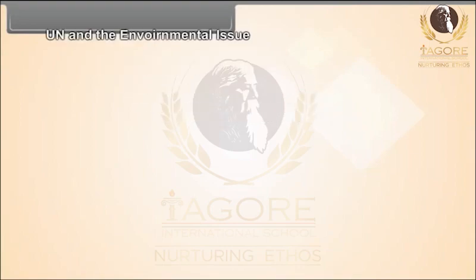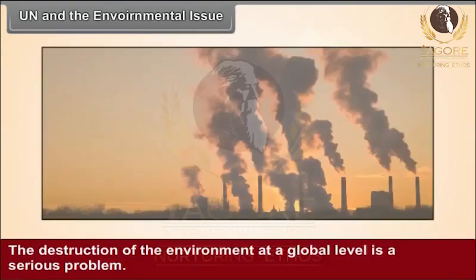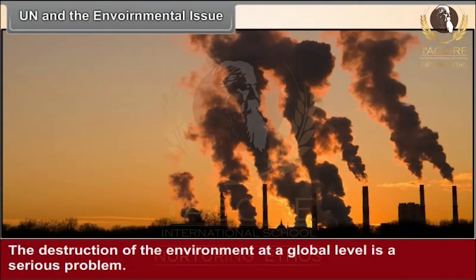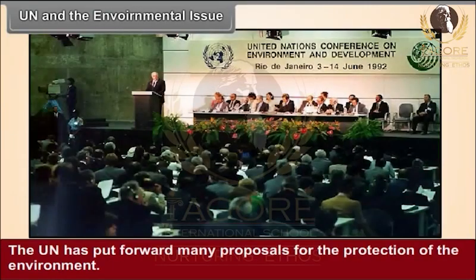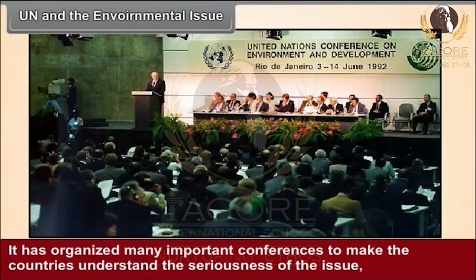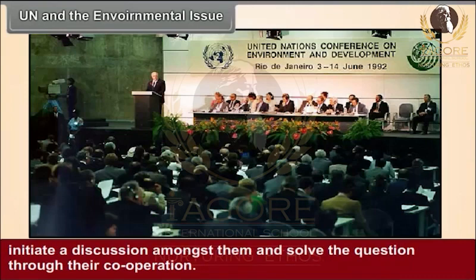UN and the environmental issue. The destruction of the environment at a global level is a serious problem. The UN has put forward many proposals for the protection of the environment. It has organized many important conferences to make the countries understand the seriousness of the issue, initiate a discussion amongst them, and solve the question through their cooperation.